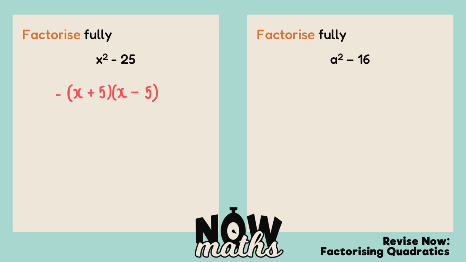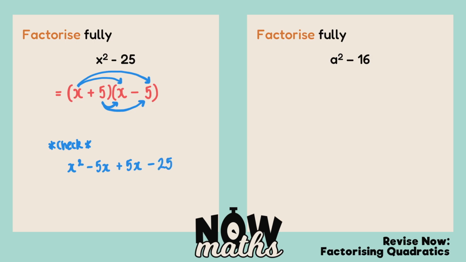This is our fully factorised answer, but just to double check that this actually works, we're going to expand the double brackets out and check we get what we started with. So starting off with x multiplied by x, we get x squared. Then x multiplied by negative 5 is negative 5x. Then positive 5 multiplied by x is plus 5x, and positive 5 multiplied by negative 5 is negative 25.